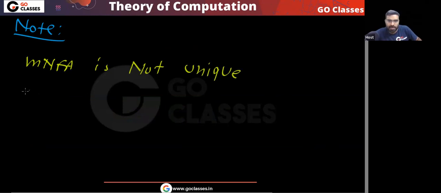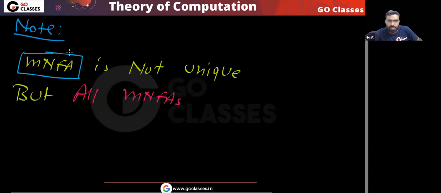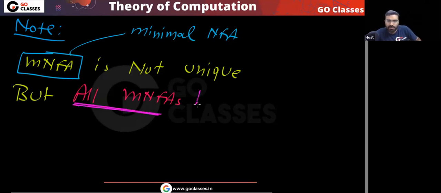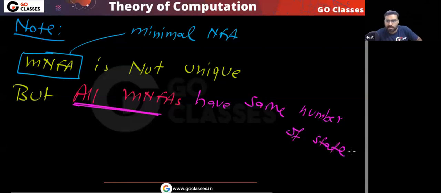But we can ask the number of states in the minimal NFA. All minimal NFAs will have the same number of states. That is the meaning of minimal NFA. Minimal means minimal, meaning there is none with fewer states than this. So this is your minimal NFA. I can say a minimal NFA is not unique, but all minimal NFAs have the same number of states. So we can ask the number of states in a minimal NFA.